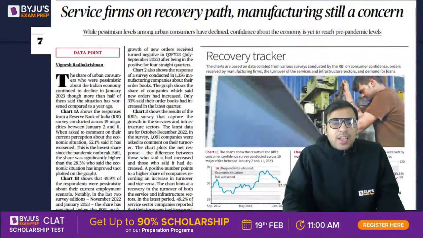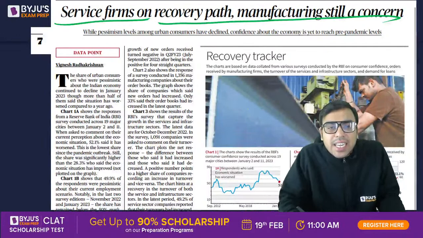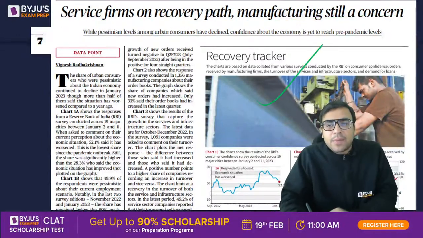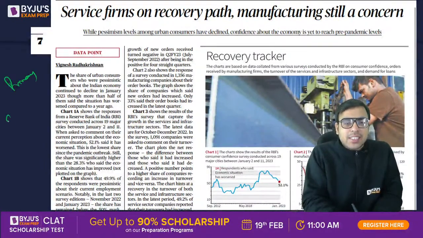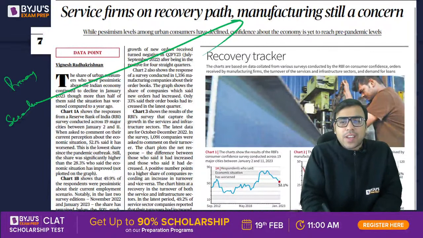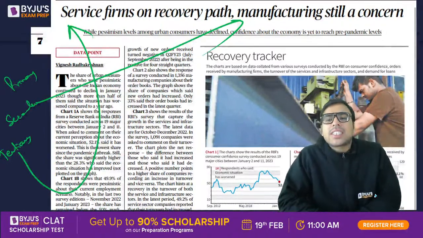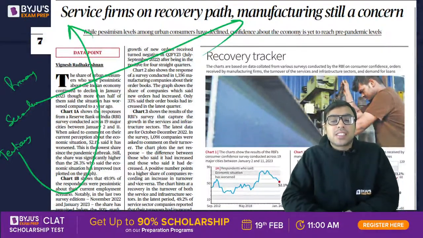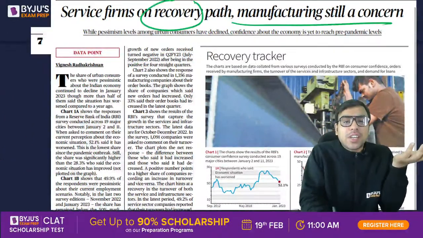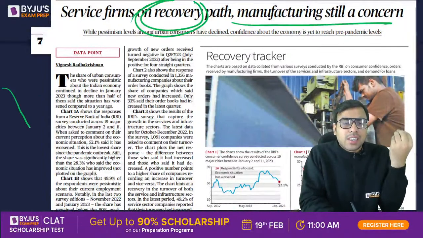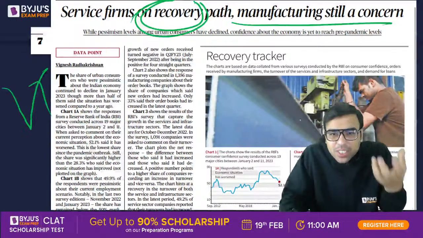Good. Now, on the opposite page, in the second half, there was an article: services firm on recovery path, manufacturing is still a concern. This is about the Indian economy. I hope you are aware there is the primary sector related with agriculture, the secondary sector related mostly with manufacturing, and the tertiary sector related with the service sector. It is saying that manufacturing is still a concern, meaning it is still not recovering as it should. Why are we using the word recovery? Because due to COVID things went down and now we are coming back up.